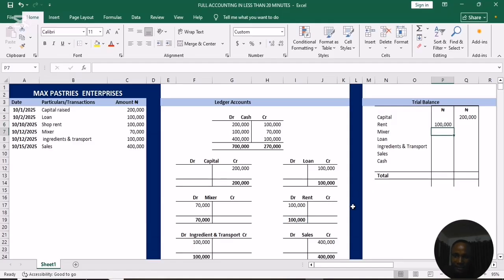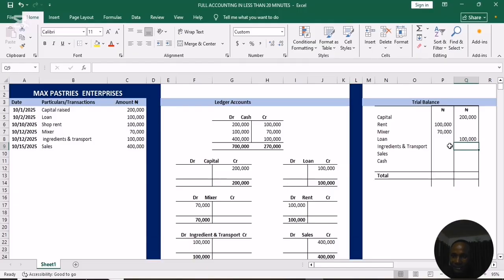It's up here. Then the next we have the mixer. How much is our mixer? Mixer is 70K, and mixer is a debit entry. So we hit right here equal to, then pull up our mixer. Correct. Then the next, the loan. Definitely the loan is a credit entry. So you hit your equal to, the loan right here, 100,000. So we hit it in.